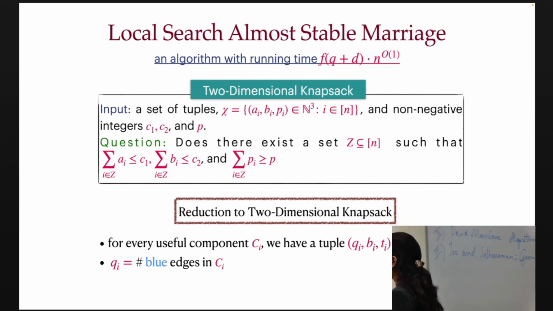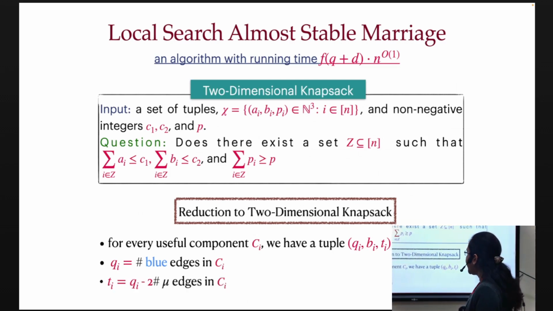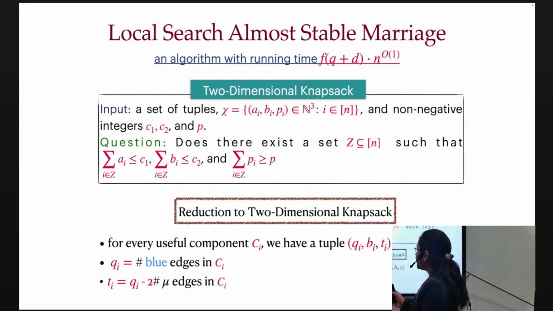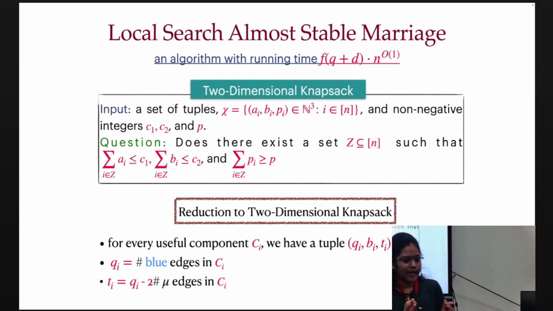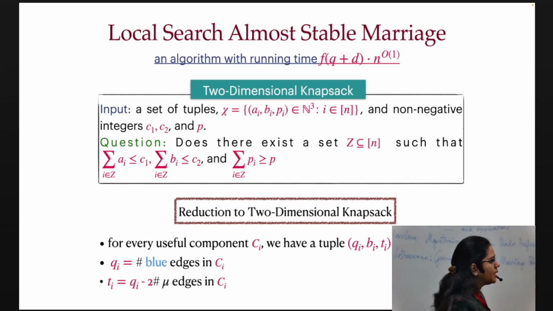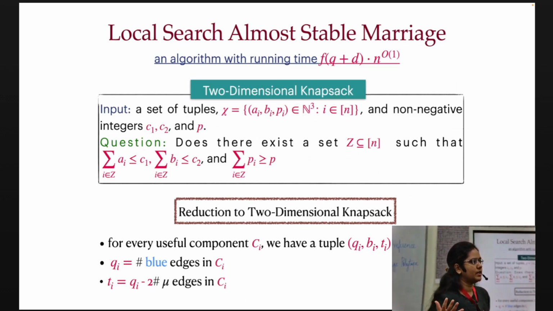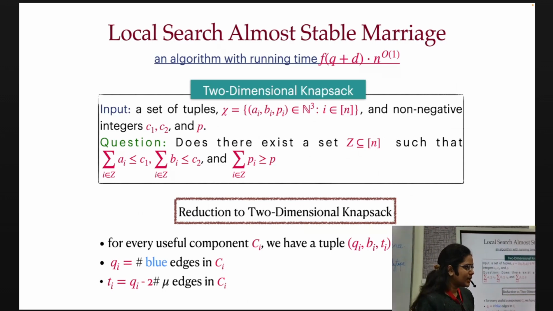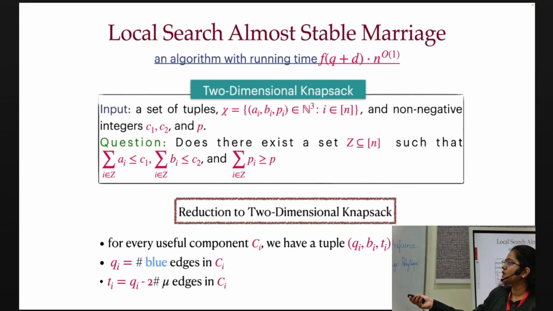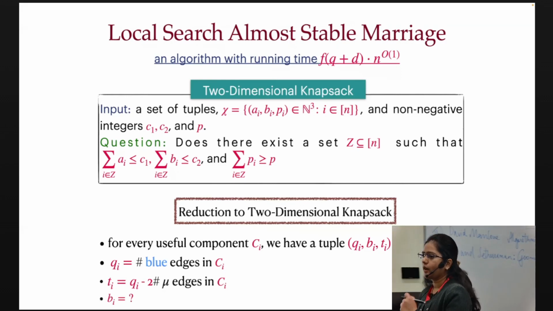What is Ti? Ti was the increase. So in your component, you need to look at non-mu edges, the difference between non-mu edges and mu edges. That is the increase. That is why we have Qi minus twice the mu edges in Ci. Now Bi will capture our number of blocking edges.